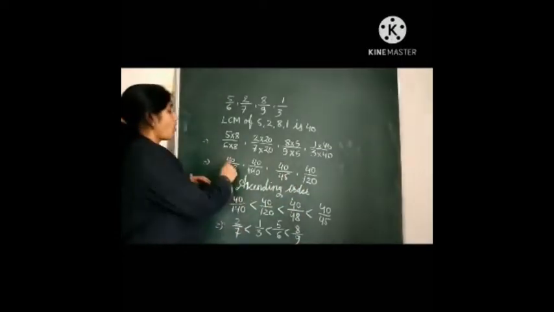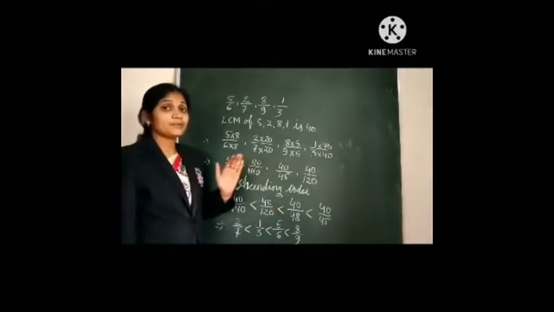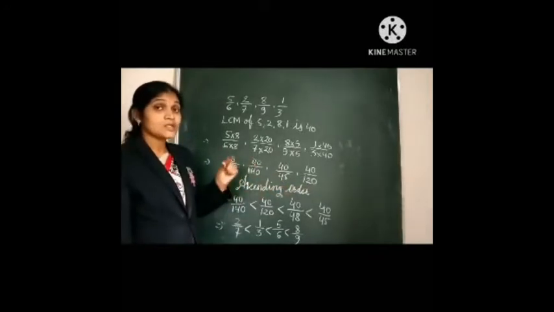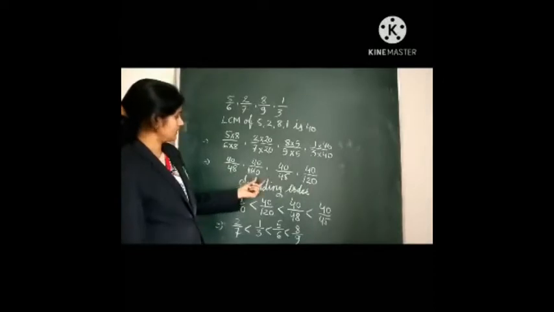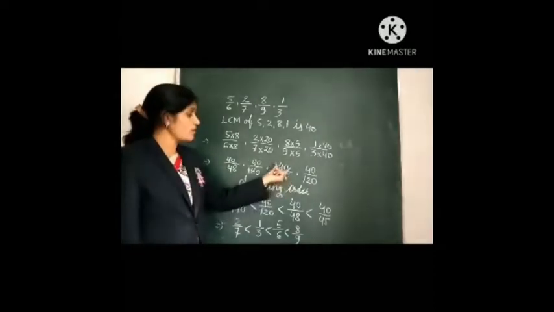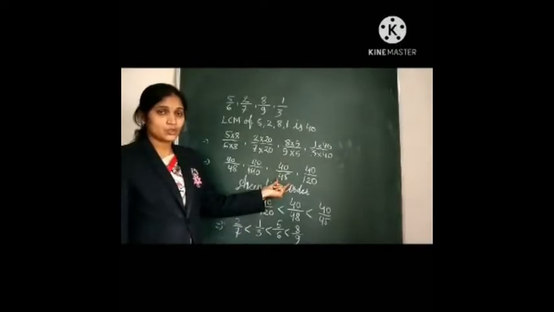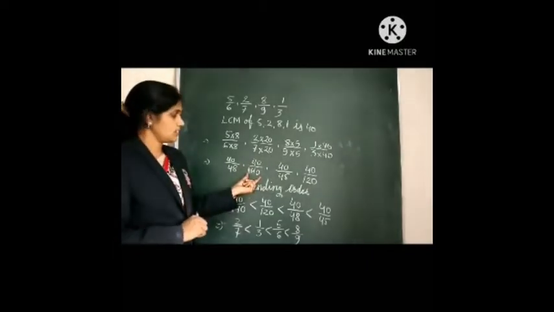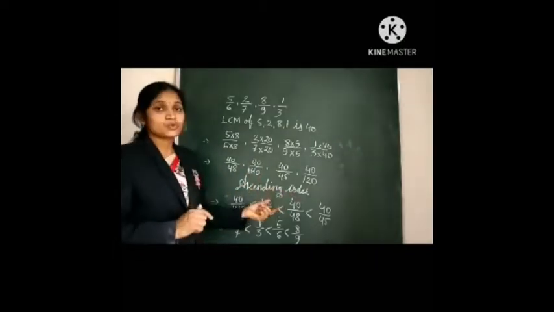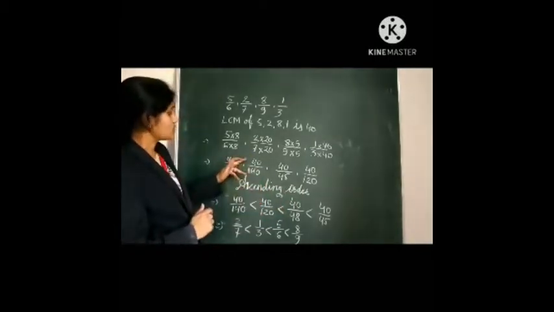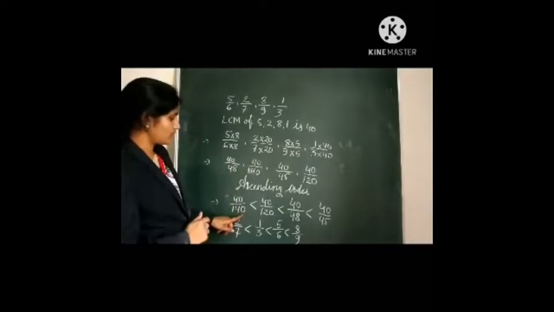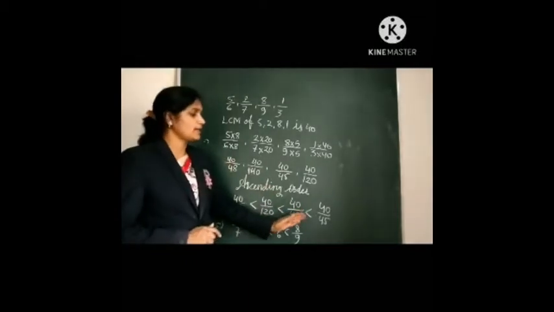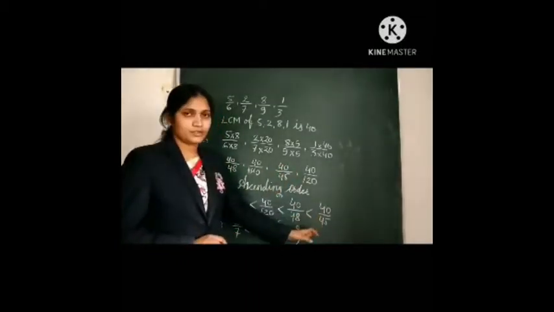Students, here we got all the numerators the same. If numerators are the same and denominators are different, then the one with the smaller denominator, like 45, has a bigger fraction value. So among all the given fractions, 40 upon 140 is the smallest fraction. As we are going to write in ascending order, we write smaller to bigger. So the smallest fraction will be 40 upon 140, then 40 upon 120, then 40 upon 48, and the biggest one will be 40 upon 45.